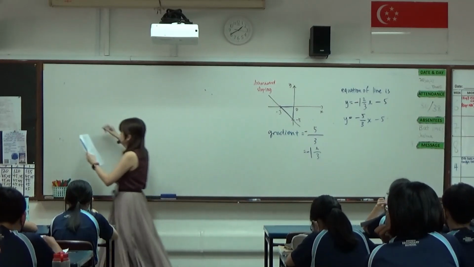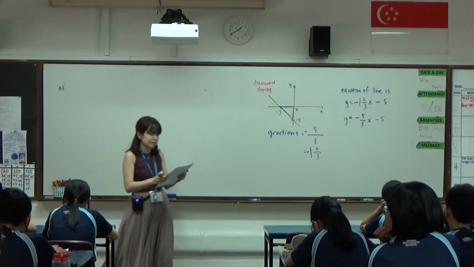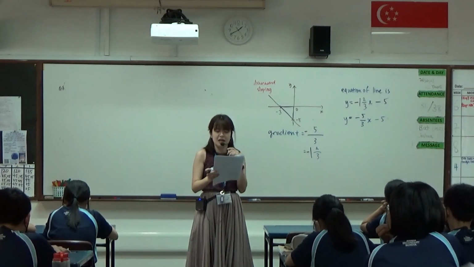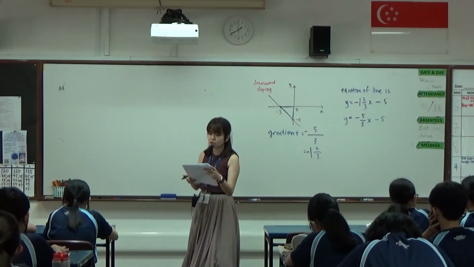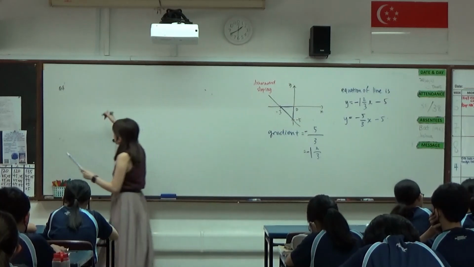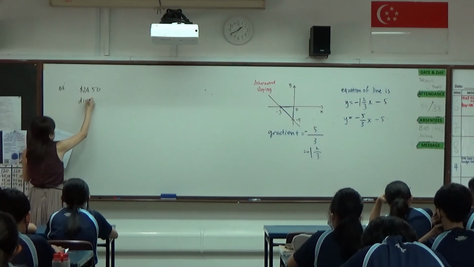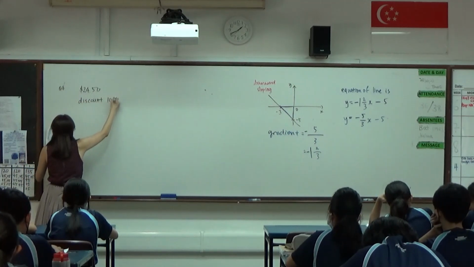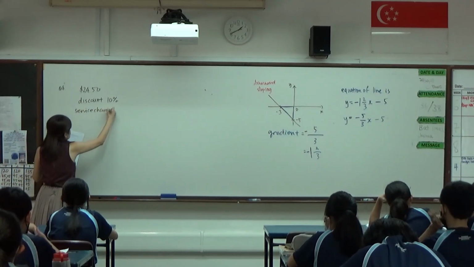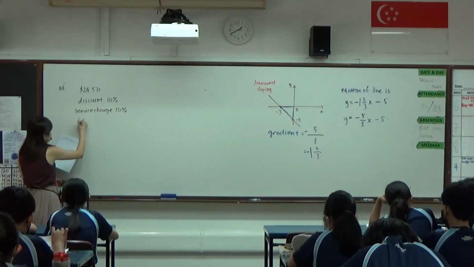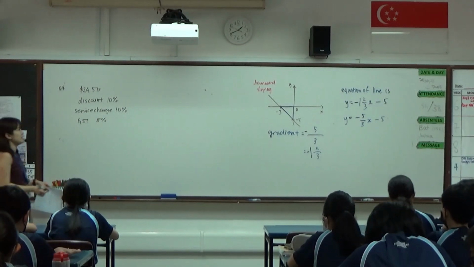For question 4, it says that Meredith ordered a set meal at XMS Cafe, Philosophy Cafe, which offers a 10% discount. The marked price of the set meal is $24.50. So that means the original price is $24.50. There's a discount of 10%, and then there's a service charge of 10% as well, and GST is 8%. We want to find the total amount that he has to pay.